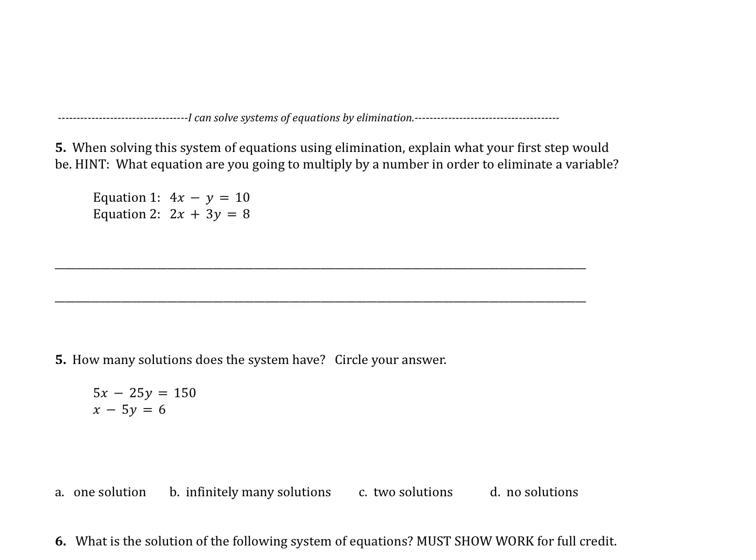Number 5 here says, when solving this system of equations using elimination, explain what your first step would be. Hint, what equation are you going to multiply by a number in order to eliminate a variable? So we actually have two different options here for this one.